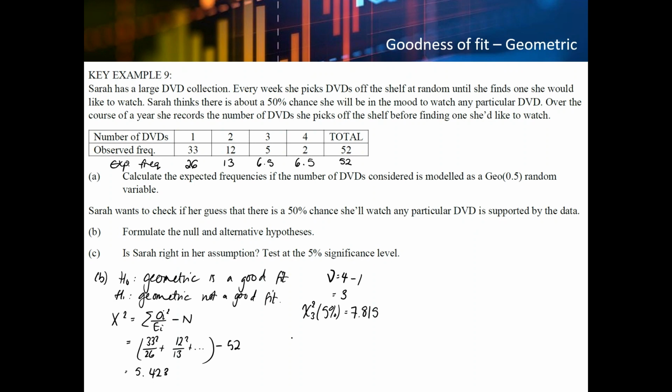So now we are comparing our x squared value, which is 5.423, the kind of measure of difference between your expected and observed, and that is within my allowable value, which is given by the chi-squared value. And so we are saying here, do not reject H0. Evidence, well, what does that actually mean? So it's evidence that the observed values sufficiently fit the expected numbers. And so Sarah is right in her assumption. We've got no reason to disbelieve her.